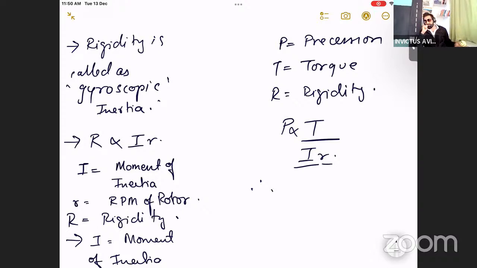Yes, sir. So precession can be said as basically the opposite of rigidity, like a gyro with high rigidity has low precession. If a gyro precesses a lot, it means low rigidity, and precession happens when a force called torque is applied through the gyro spin axis. Through and to?